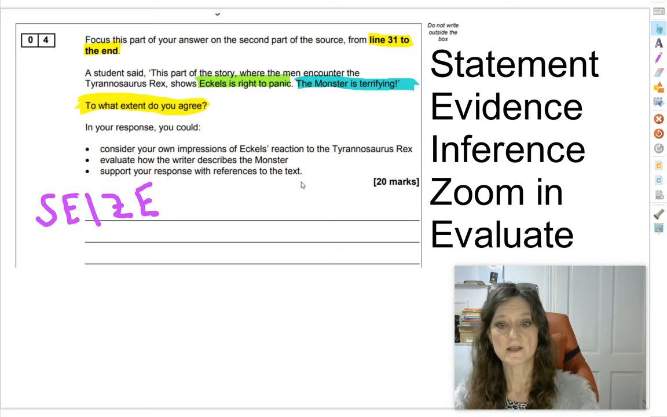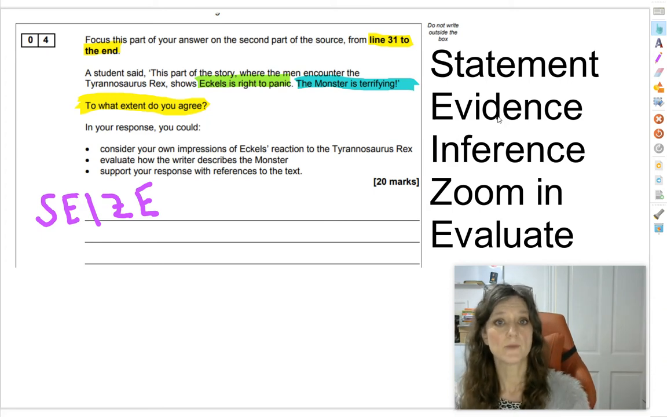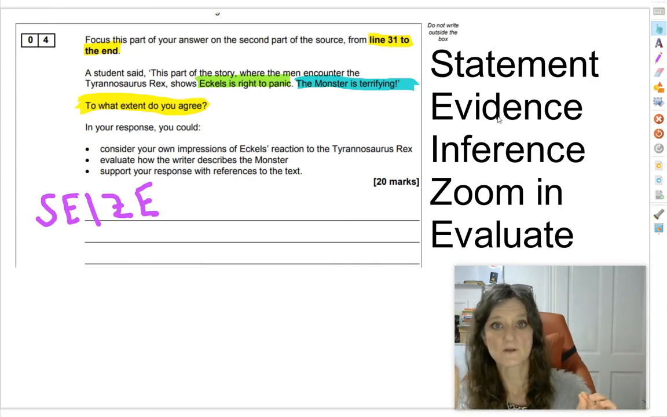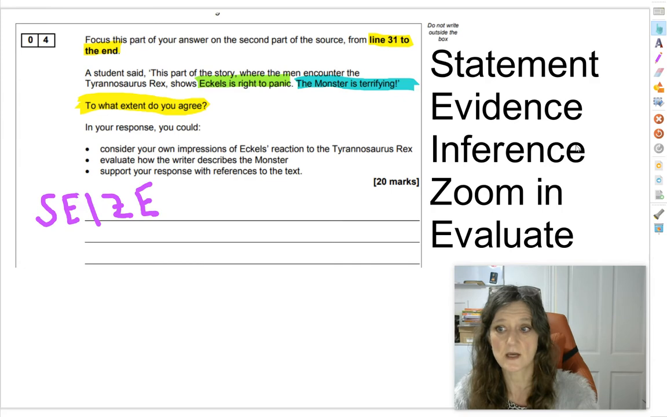E for evidence, it's like the third bullet point, support your response with references to the text. So if you are talking about language, pick out a quotation, and for the evidence section, the quotation might be a little bit longer, or the quotation might be a couple of points taken from different parts of the text. Or when we look at the monster one, you'll see I've used the old trick of ellipsis. It was quite a long quotation, and I've cut out the unnecessary bits by using the magic dots, dot, dot, dot, so that I don't have to just keep copying pages and pages down.